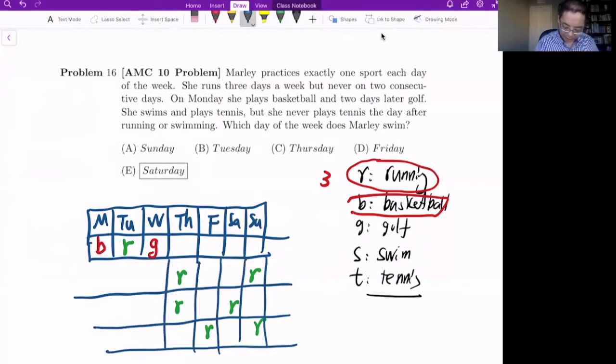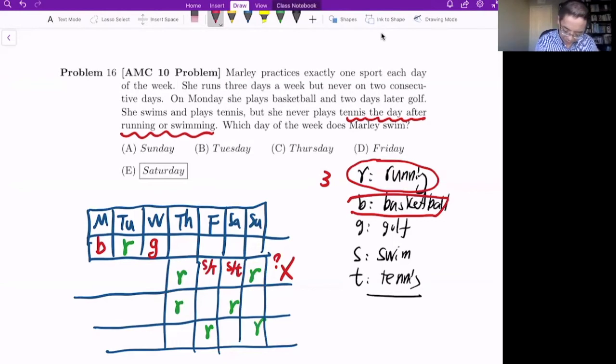Now, if you go with this one, then swim and tennis will be right here, so you have three slots for swim or tennis. But according to the requirement, she never plays tennis the day after swimming or running. So this is going to violate it. This is impossible regardless of how you arrange it, because the tennis will be either after swimming or after running.